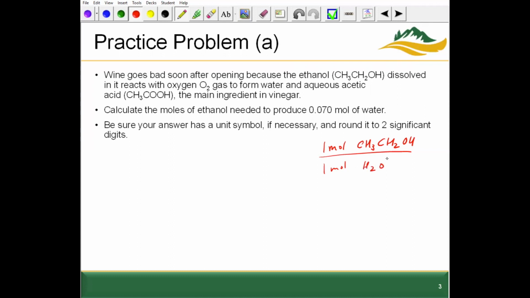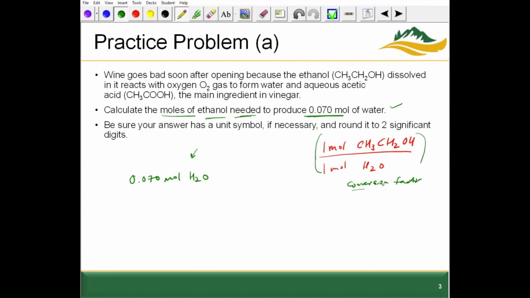Now going back to our question, we're asked to calculate the moles of ethanol needed to produce 0.070 moles of water. So to solve this part, we have 0.070 moles of water. That's what we want at the end. And we want to calculate the number of moles of ethanol needed to produce this. Well, here is our conversion factor.